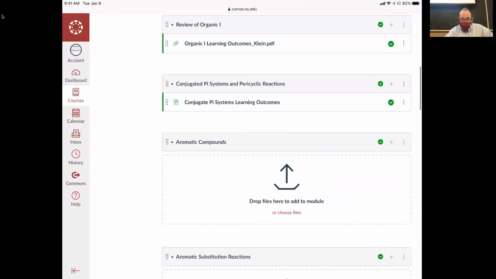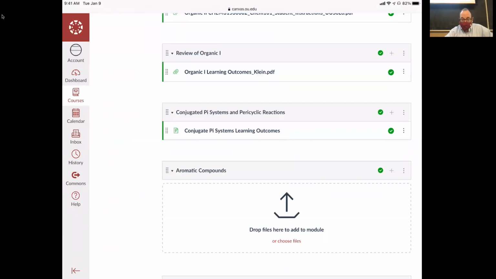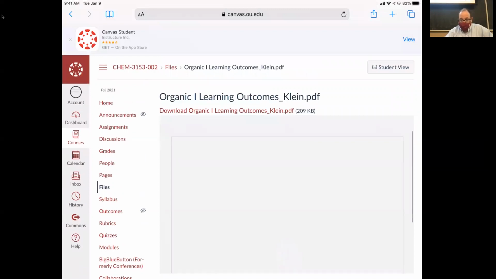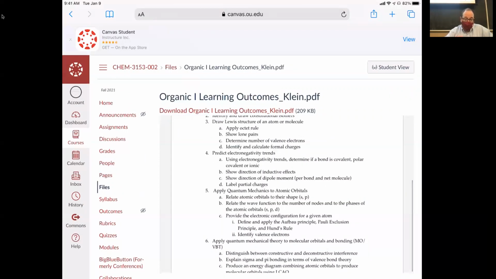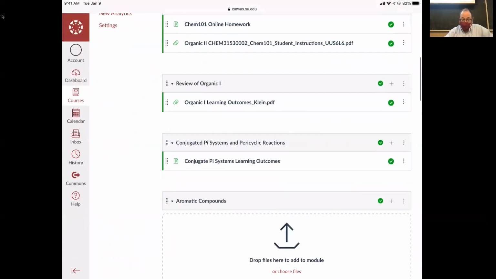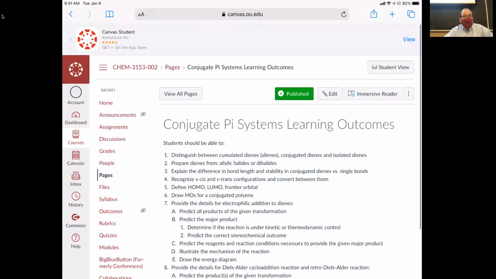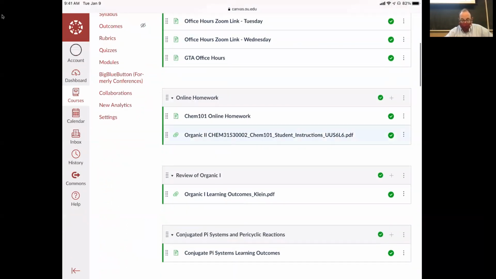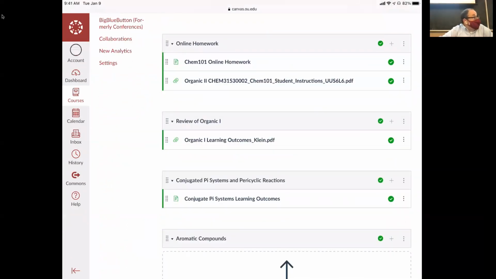So other things, you can also see here that I put in the learning outcomes from Organic 1, right? If you want to go through those, they are all listed right here. And then what you'll see every time we go through a new section, I've got the learning outcomes for this section listed there. This is what you should know. Right under that, I'll put any assignments, right? So once we have a quiz, if it's related to this, it'll be in there. Exams, once we get to exams, they'll be listed there so you know where they are.